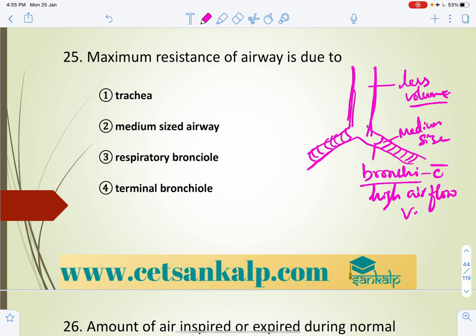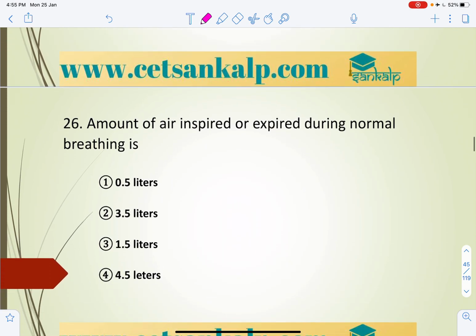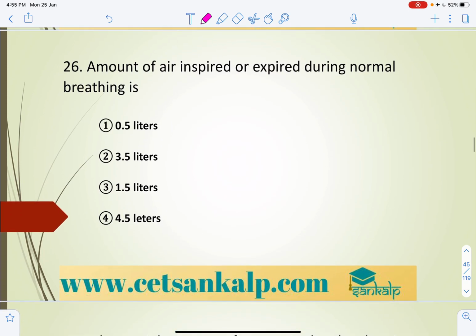Airflow velocity will be lower in the medium-sized airways than in the large tubes. Hence, maximum resistance of the airway is due to the presence of the bronchi, which are the medium-sized airways. And next question: the amount of air inspired during normal breathing.